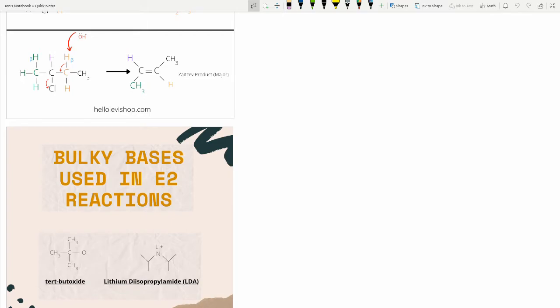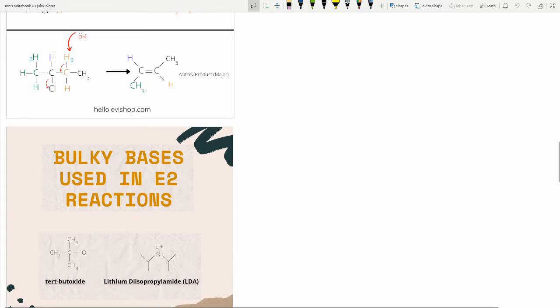Oftentimes a nucleophile can be a strong base, but with that in mind, we can minimize the substitution portion by introducing a bulky base. Some examples of bulky bases that are used to push a reaction towards E2 are shown in the study aid right here. We have tert-butoxide as well as lithium diisopropylamide, also known as LDA.